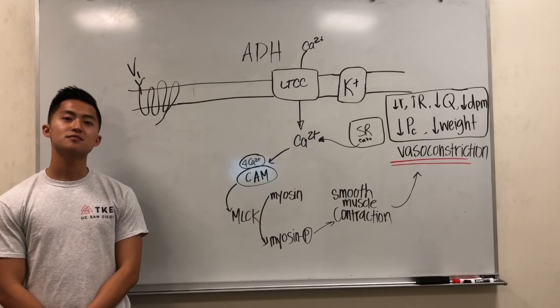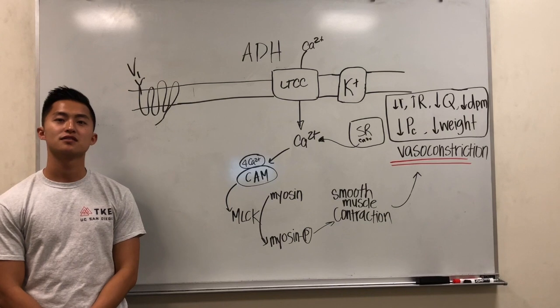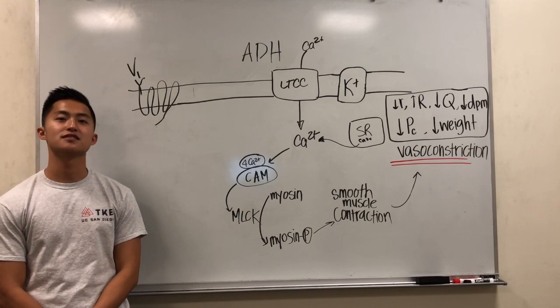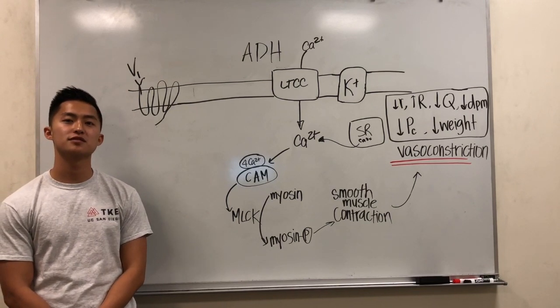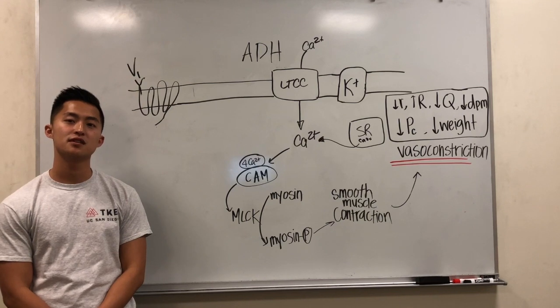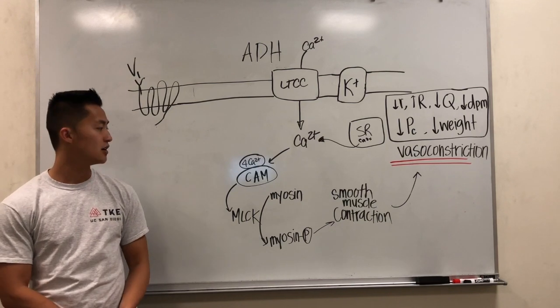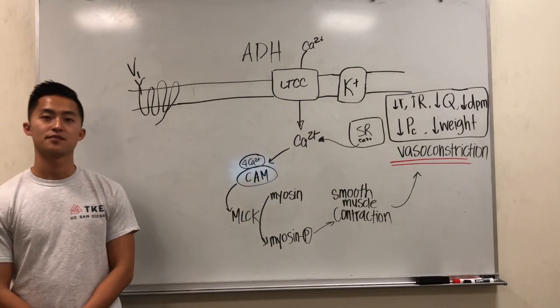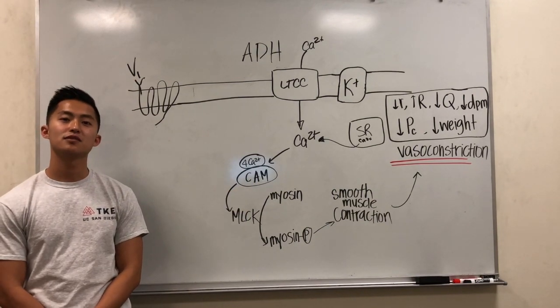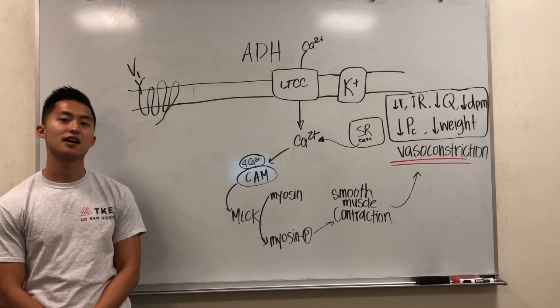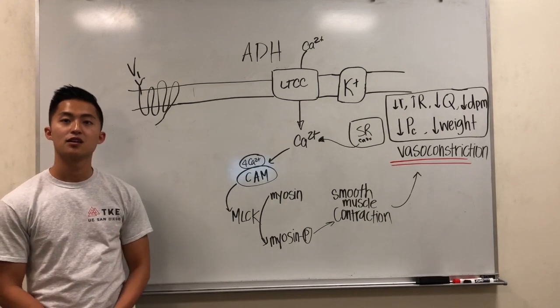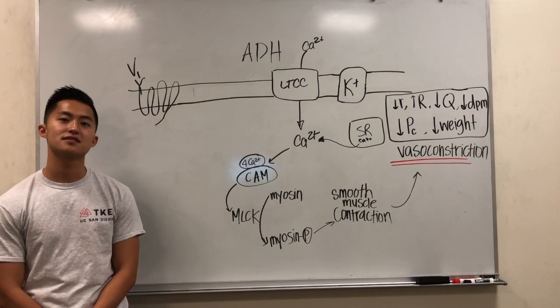A few moments later. Calcium is a trigger for smooth muscle contraction, so this increased concentration in the cytosol results in more smooth muscle contraction in the arterioles. The mechanism for this contraction is seen through calcium's binding to calmodulin, or CAM. The calcium calmodulin complex activates myosin light chain kinase, or MLCK, which phosphorylates the myosin heads.